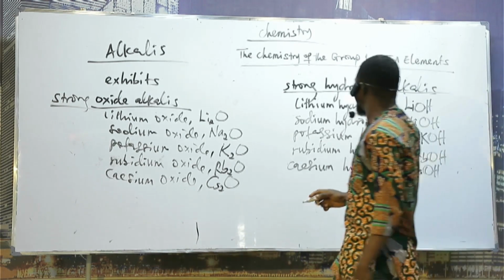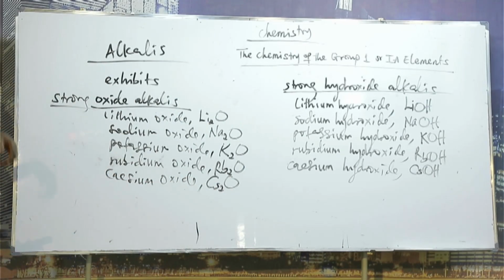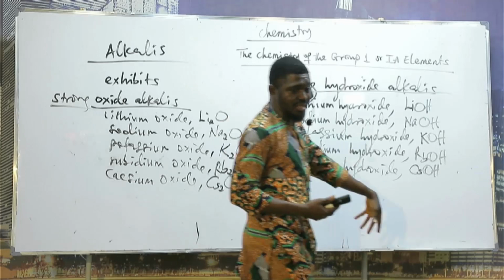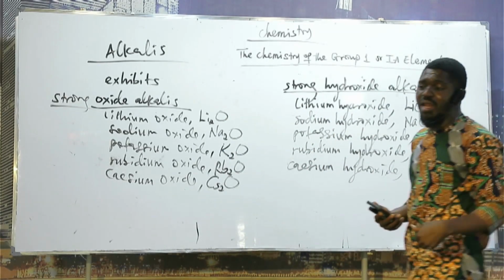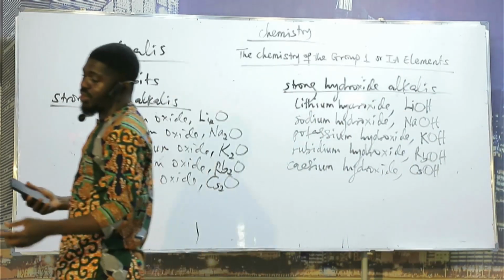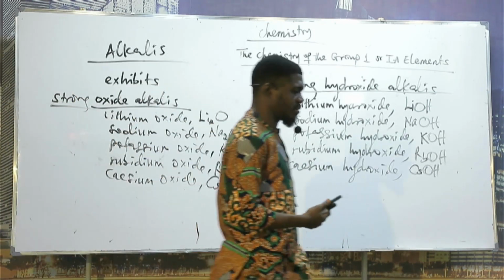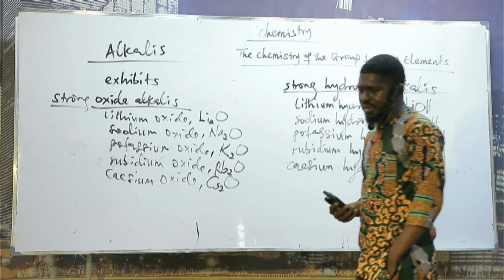Now that's on that. Do you notice that the oxides and the hydroxides of the group 1 elements are alkalis? You can see that most of their compounds are alkalis. That is the reason they are called alkali metals. So that's why we say that the group 1 elements are called alkali metals, because they form alkalis when they react with certain elements.